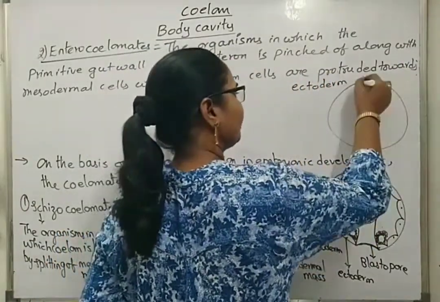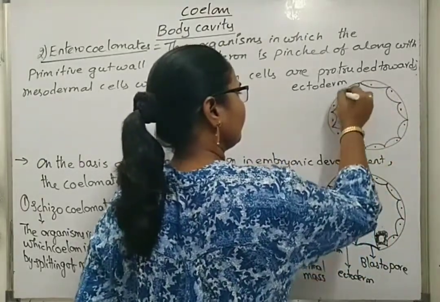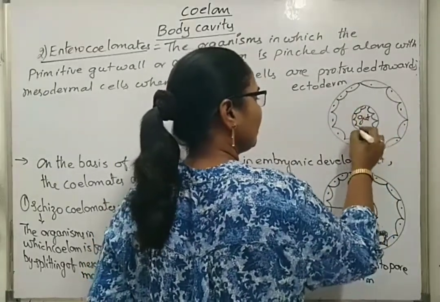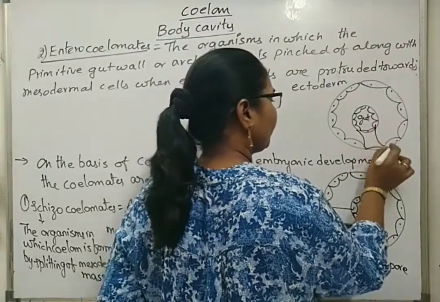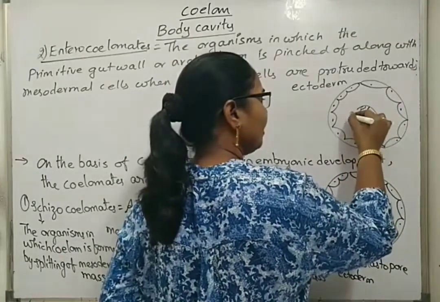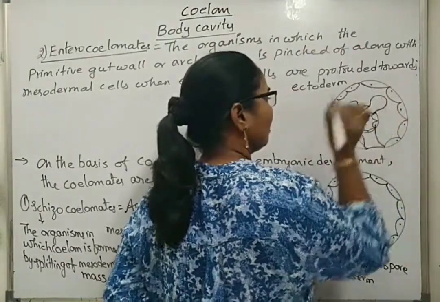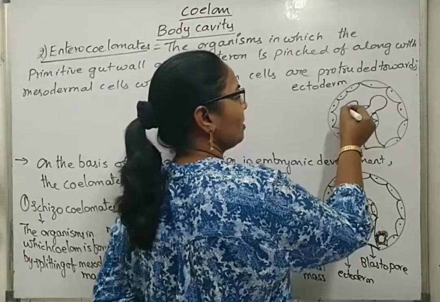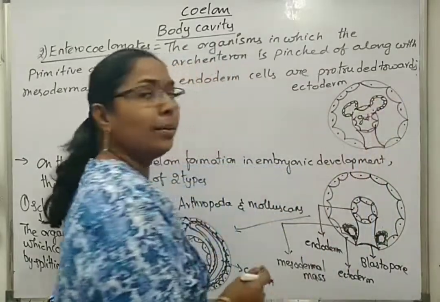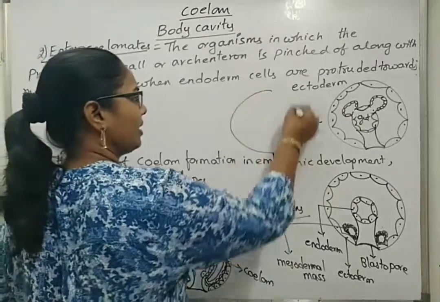Now the structure looks like this. This will be the ectoderm, this will be the gut lined by endoderm, this is connected to the blastopore structure. Now some of the endodermal cells will be protruded outside like this. Now these cells are connected with the originated mesodermal cells. Later they will be pinched off and this will be converted later into the same type of structure.